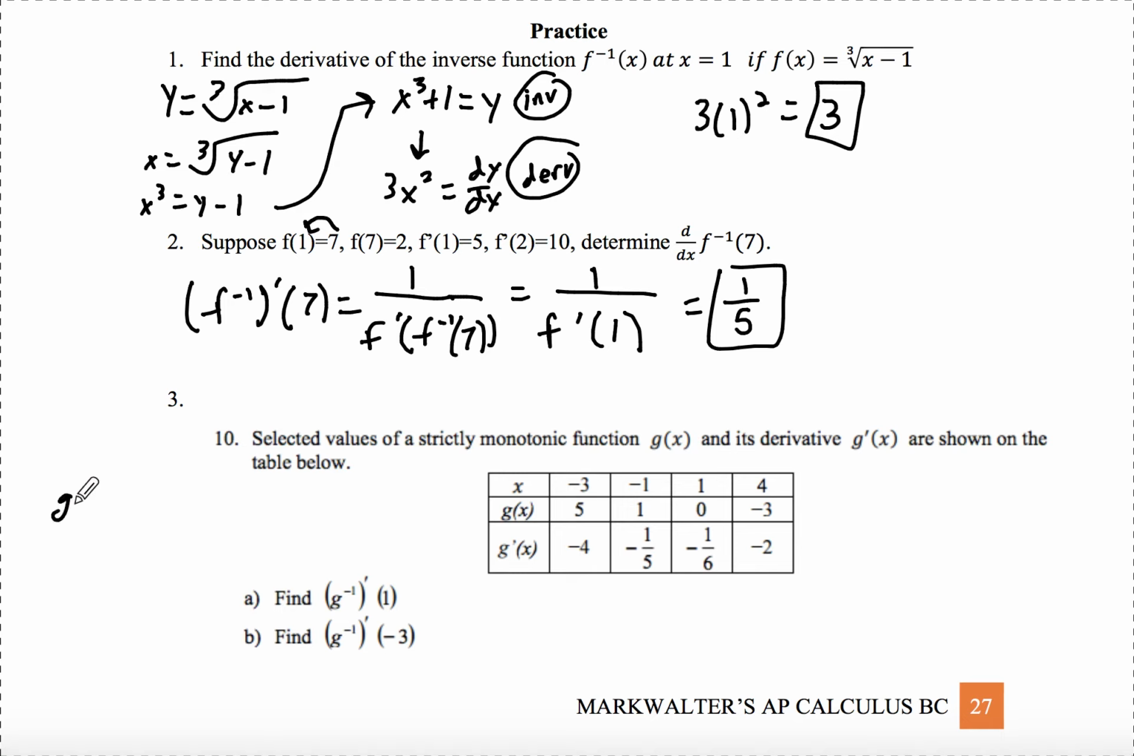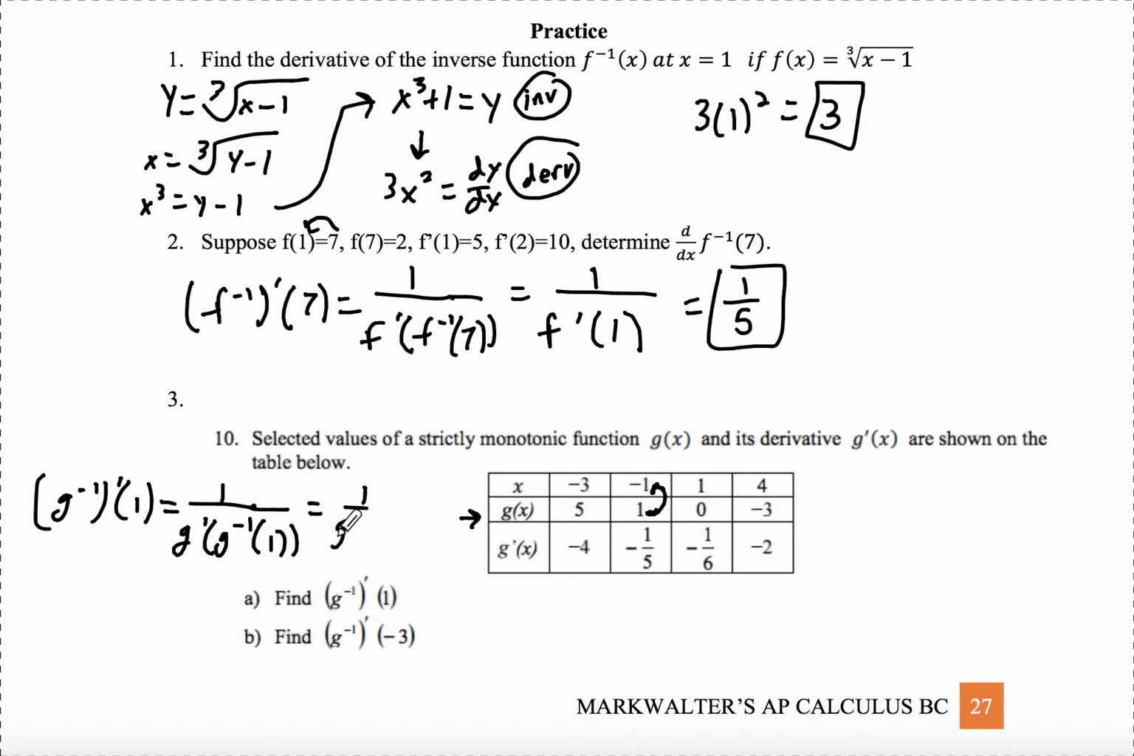All right, g inverse prime of 1 is going to be 1 over, well, not f, we're looking at a function called g now, g prime of g inverse of 1. So how do I figure out g inverse of 1? This is a y value of g, right? If I look at g here, where does it have a y value of 1? Right here. Remember, an inverse switches the x and the y, so that's like a y value on g. g inverse of 1 is negative 1.